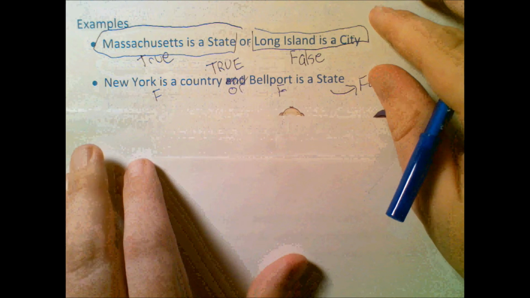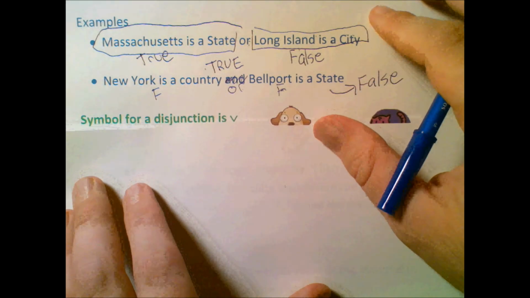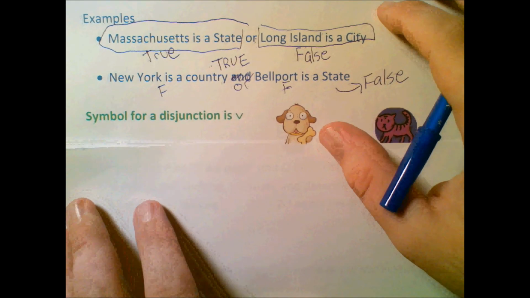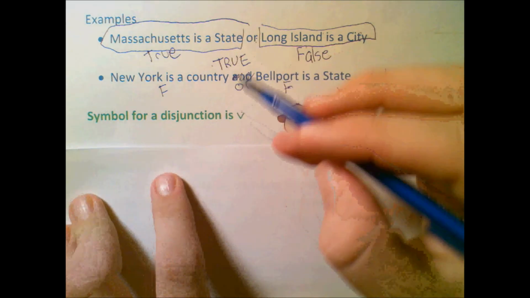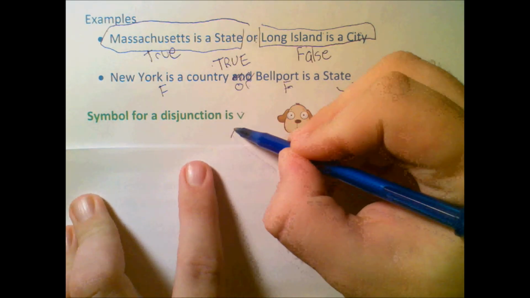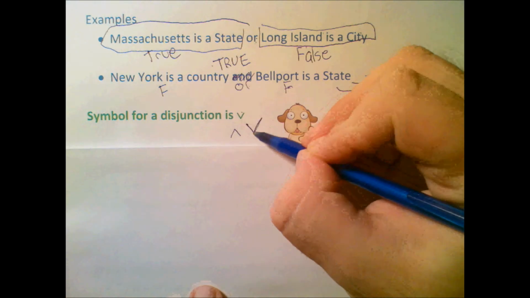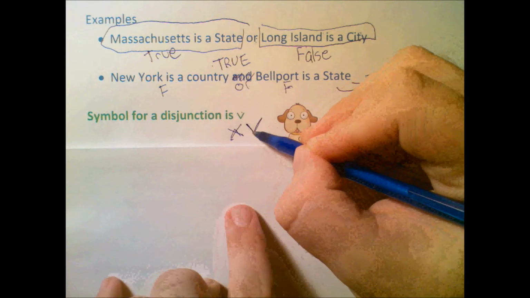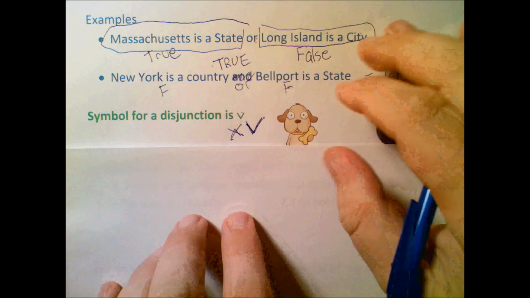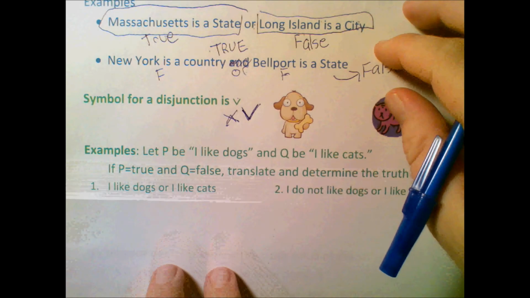Now, next part. Just to mention, the symbol for a disjunction is the V. Remember yesterday we had the conjunction, which was this one. The disjunction is going to be upside down. This is going to mean the word or. Now, let's take a look at some examples.